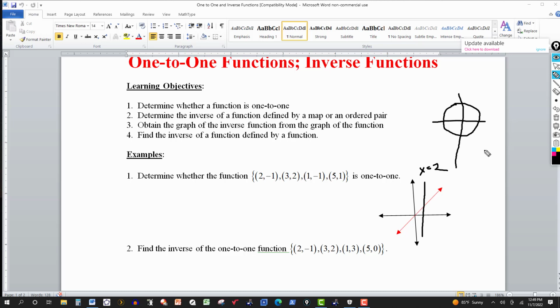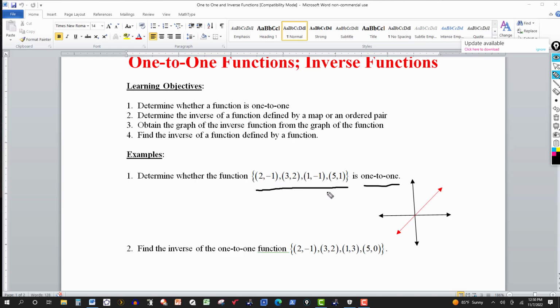A one-to-one function obviously is a function, such that for every y, there has to be one value of x. So a function is such that for every x, there's only one y. If it's one-to-one, for every y, there has to be just one x. So here we have the first example. Determine whether the function is one-to-one. This function is represented by ordered pairs. For every value of x, there's one value of y. So it's a function, but is it one-to-one?